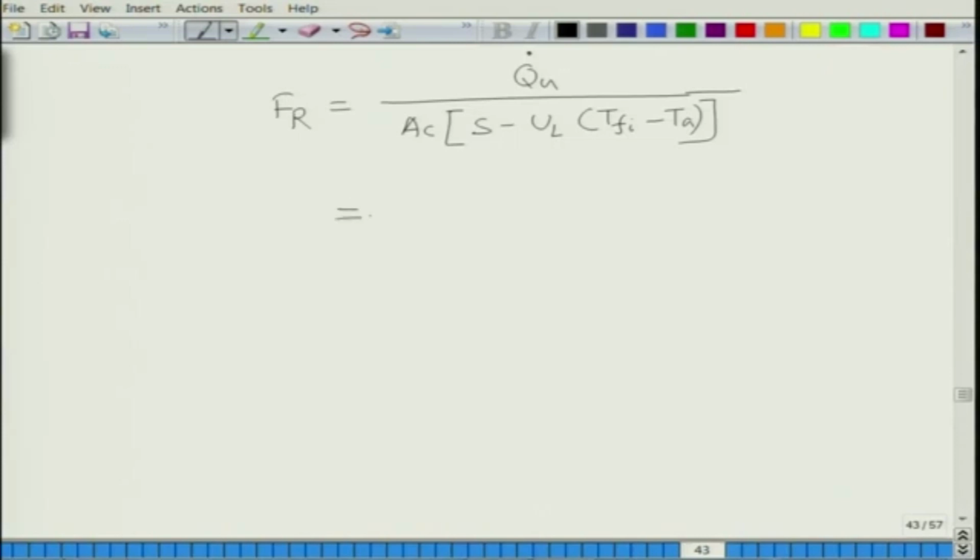Now, this Qu you can write absolutely in terms of the fluid heat gain, using the temperature difference between the inlet and outlet of the fluid, the mass flow rate and the specific heat of the fluid. So m dot Cp into TFO minus TFI, that is absolutely acceptable form of Qu dot. So what you are writing is in terms of the fluid inlet and outlet temperatures only, and the denominator does not change.